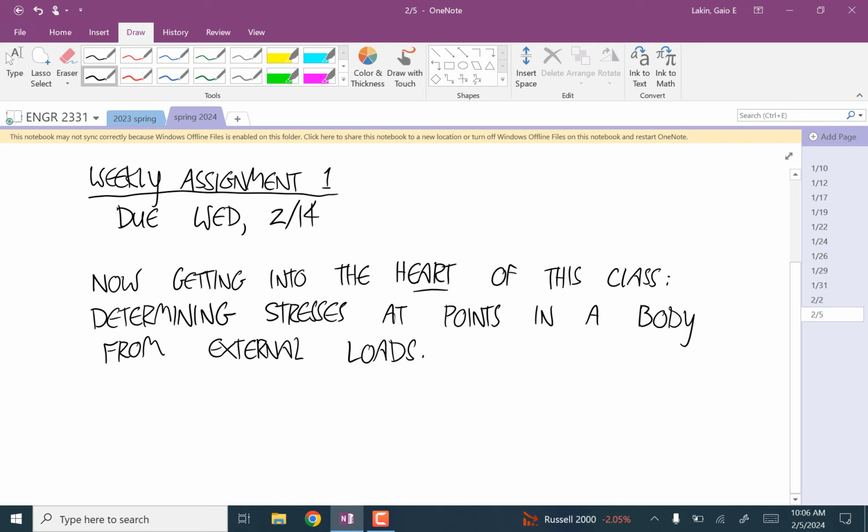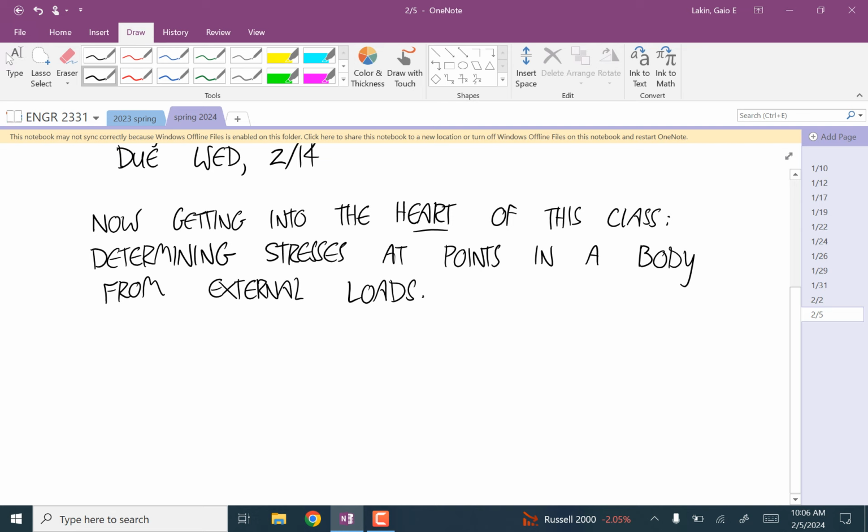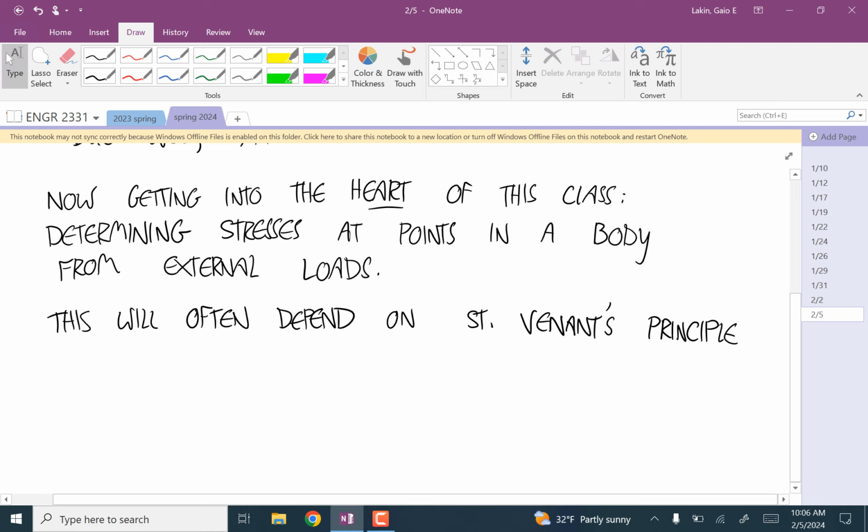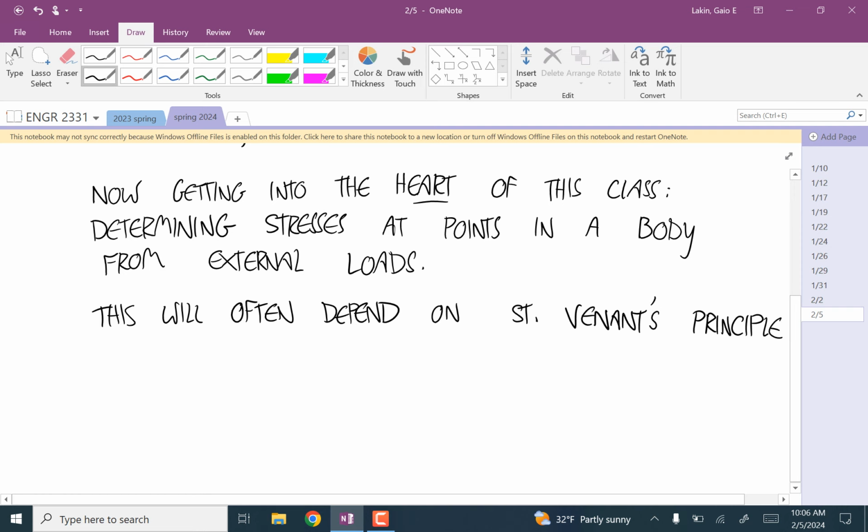Throughout this class, it's not always going to be the case that this is true, but this will often depend on Saint Venant's principle. This thing called Saint Venant's principle. Ooh, this is the other kind of principle. If you want to sound smart when you write stuff to people, you have to get your principle types right. So Saint Venant's principle, Saint Venant is some French guy.